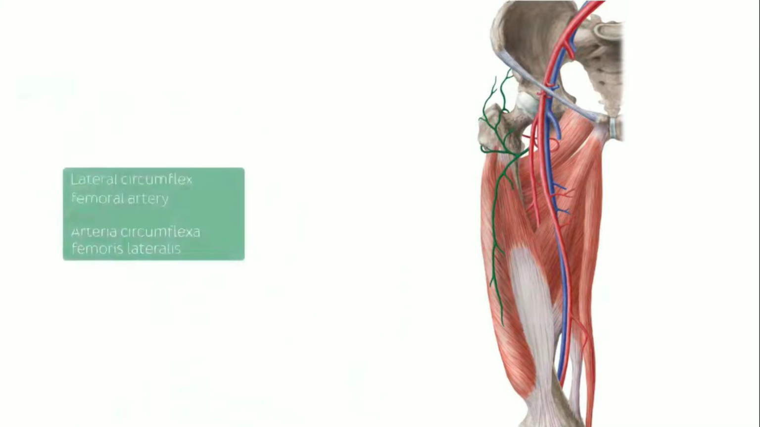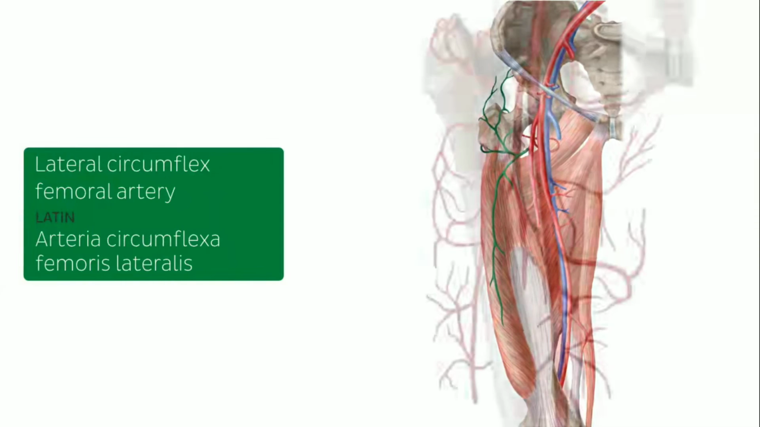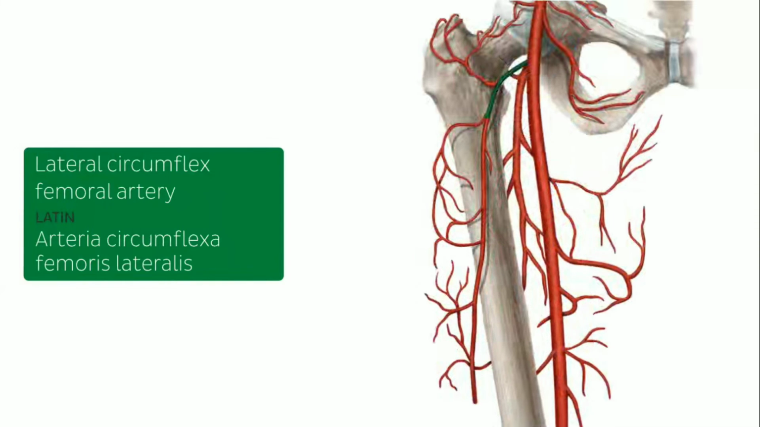Let's have a look at the most important of these arteries, the lateral circumflex femoral artery. As we can see in this image, the lateral circumflex femoral artery arises from the lateral aspect of the deep femoral artery. It runs deep to the sartorius and rectus femoris muscles and divides into ascending, descending, and transverse branches. We'll now have a look at these branches in more detail.